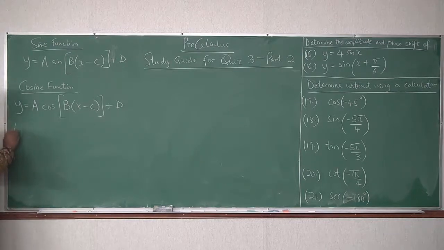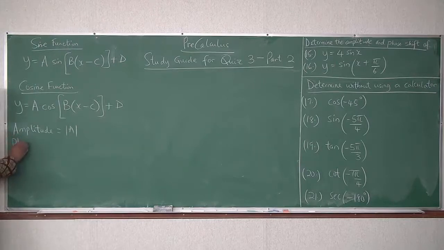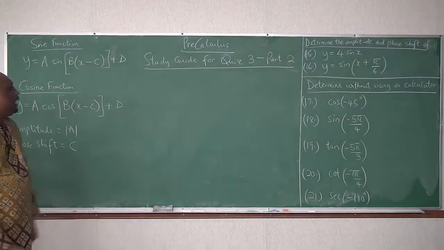Amplitude is the absolute value of A. Amplitude is going to be positive always. Absolute value of A. Then the period is 2 pi over B. The phase shift is C. I think they want us to find just the amplitude and the phase shift, okay?